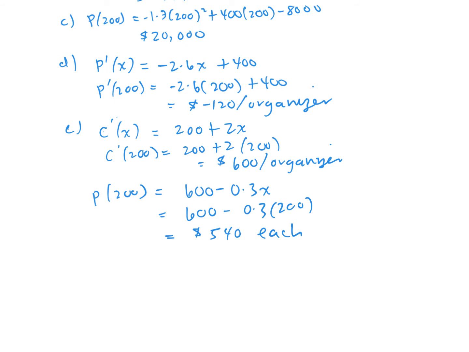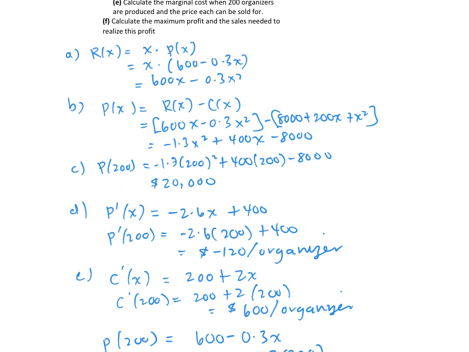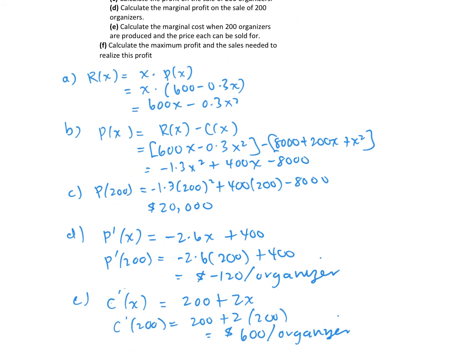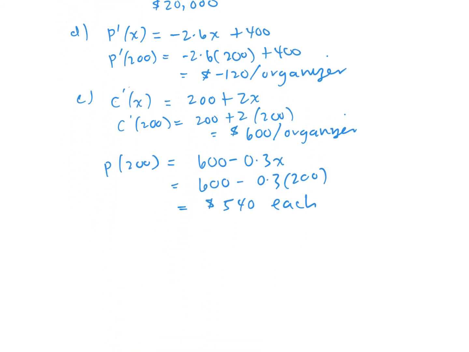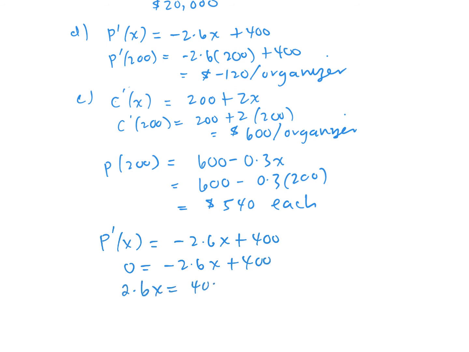And then F says calculate the maximum profit and the sales needed to realize this profit. So maximum profit would be our derivative of profit, right? Because we want the maximum. So that equation is negative 2.6x plus 400, and we want to solve when it's maximum. So that would be equal to 0, and we'll solve for x. And so x will be 150 organizers to make a maximum profit.